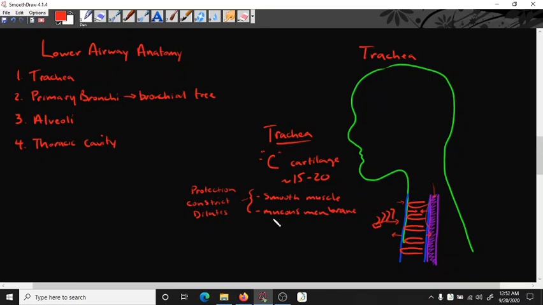And then obviously the mucous membrane secretes mucus, and it also contains cilia, and that will further trap particles that enter into the trachea. And those cilia, so the mucus traps it, and the cilia will actually sweep it superiorly where it can get swallowed, either spit out or swallowed in the esophagus and exposed to the stomach contents. So that's the trachea.